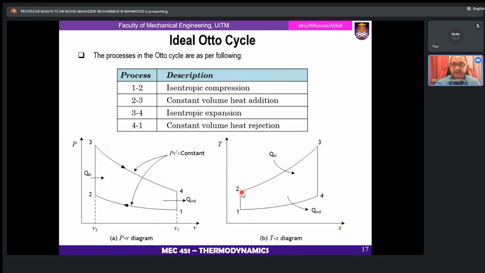In process number one, the temperature increases. In processes two and three, the temperature also increases. During expansion, the temperature drops, and also during the exhaust stroke, the temperature decreases.